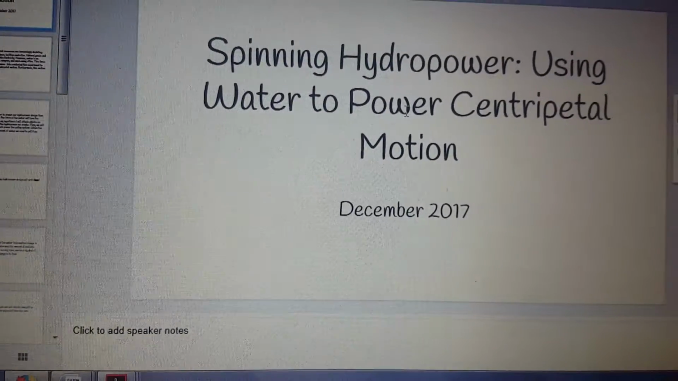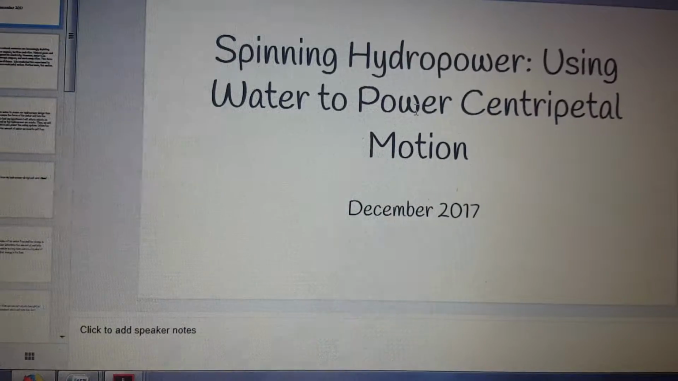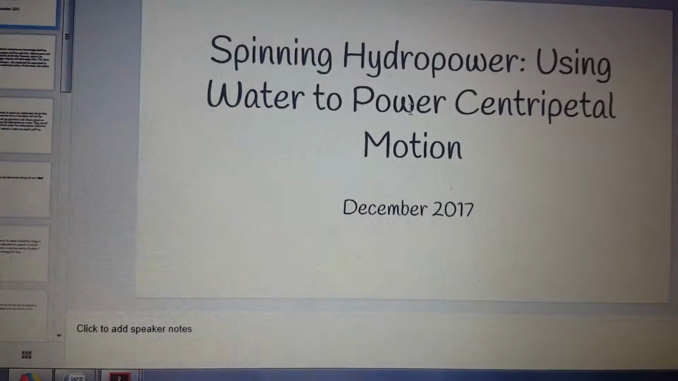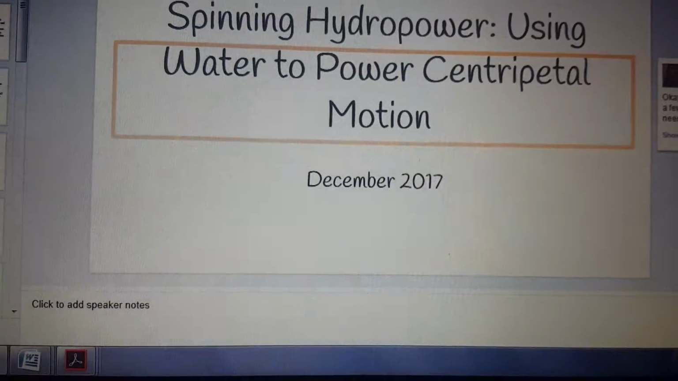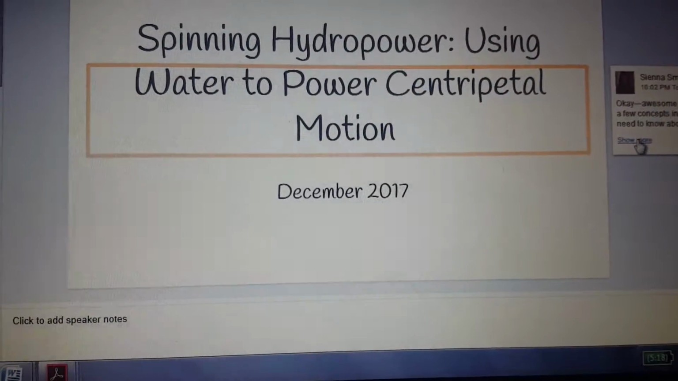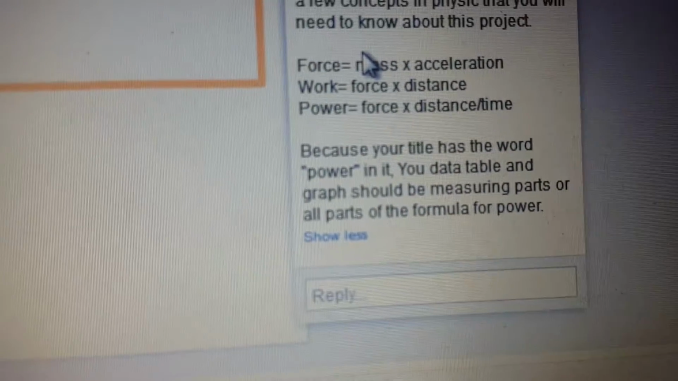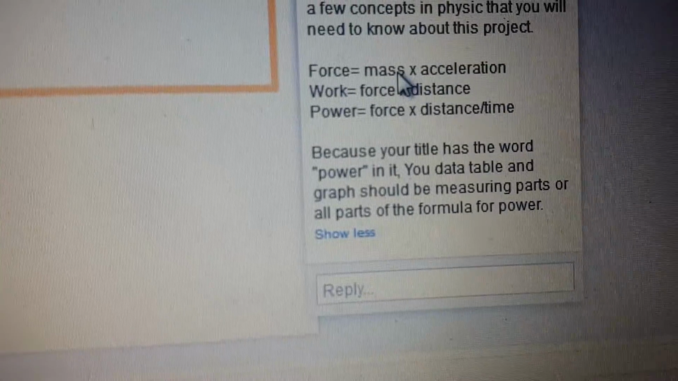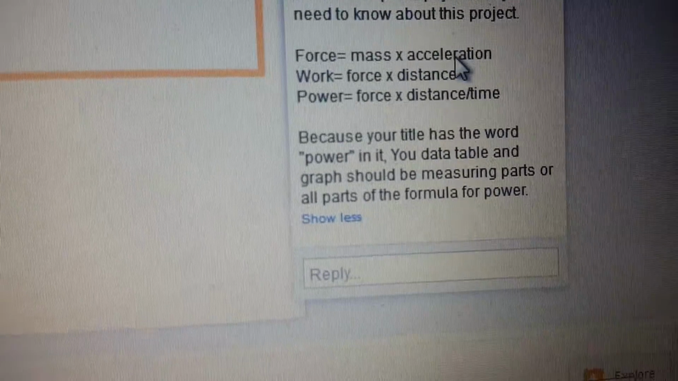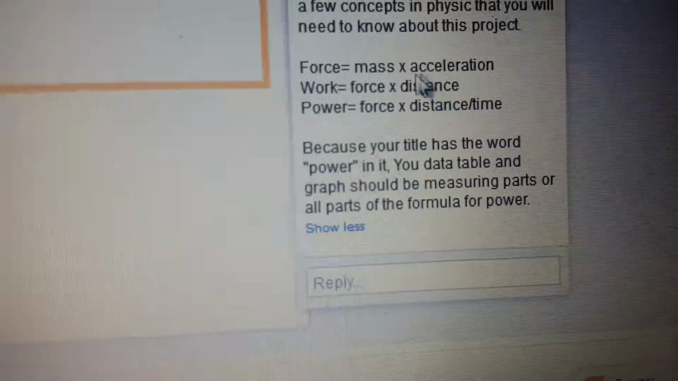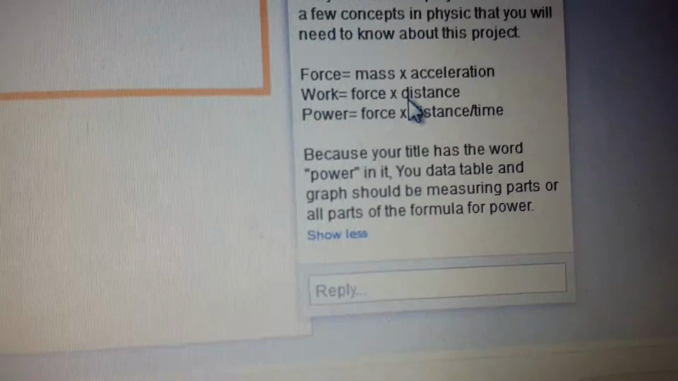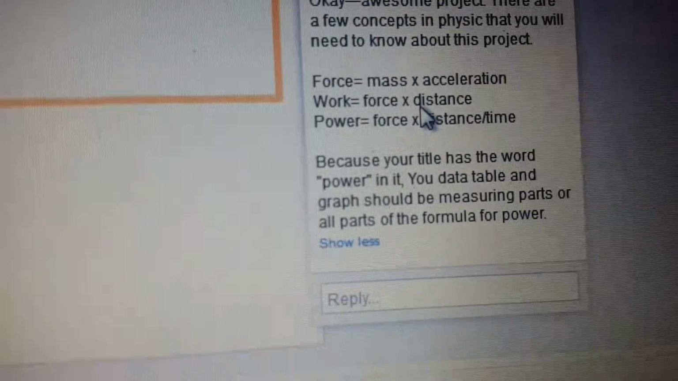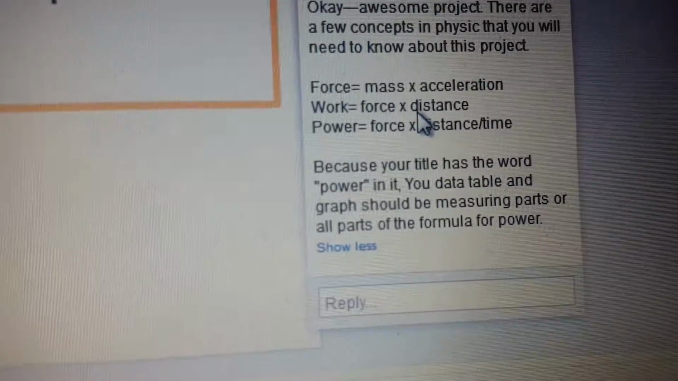Because you're using the word power, there are a few things you need to know about power dealing with physics. Number one, and I wrote it here. So force equals mass times acceleration. You don't have to really know all this yet. The beautiful thing about math is you don't have to know what things are. You just have to know how to isolate it so you can study it.